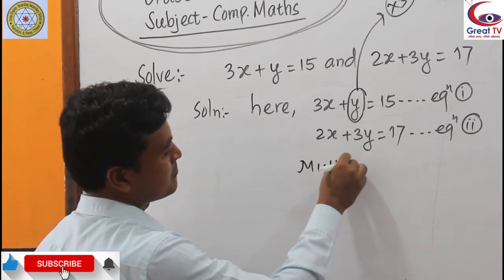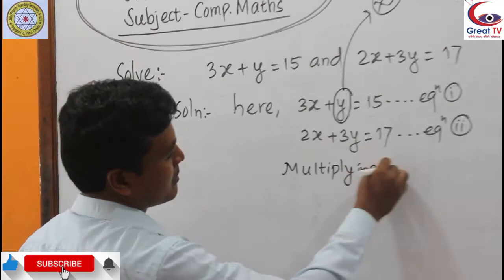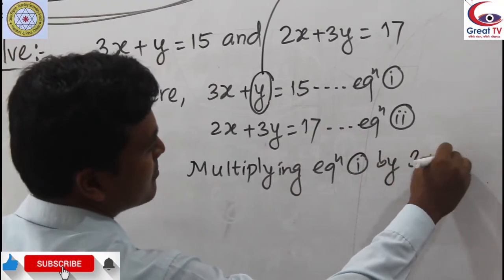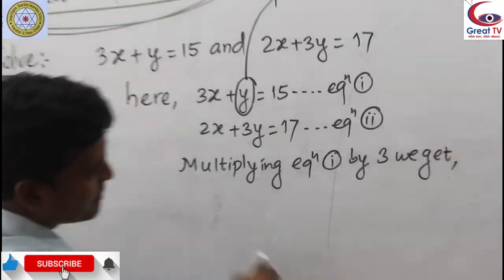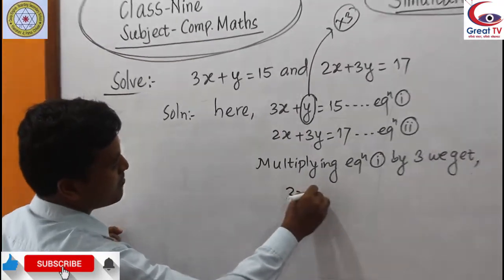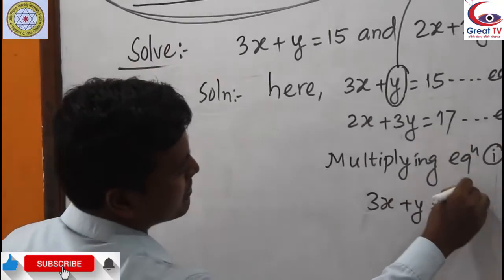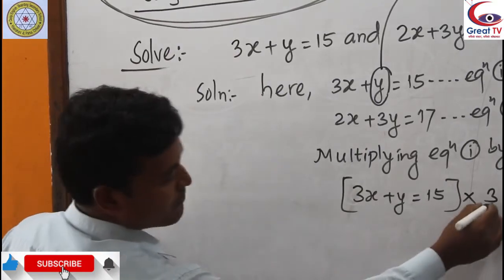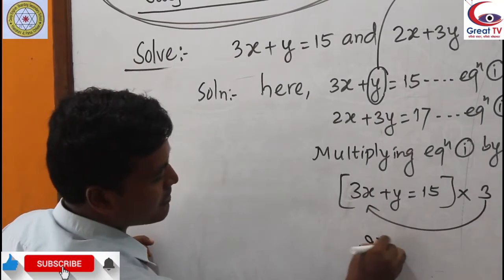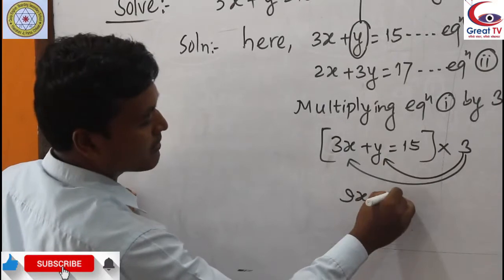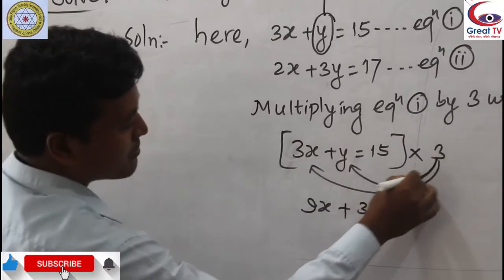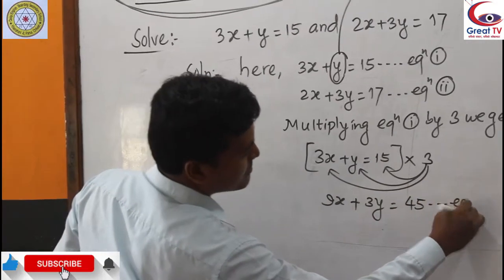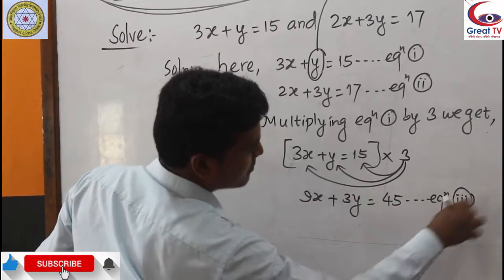Multiplying equation first by 3, we get 3x plus y equals 15. Let us multiply it by 3. It is 3 times 3x, 9x, plus 3 times y, 3y, equals 3 times 15, which is 45. Let us consider this equation third.